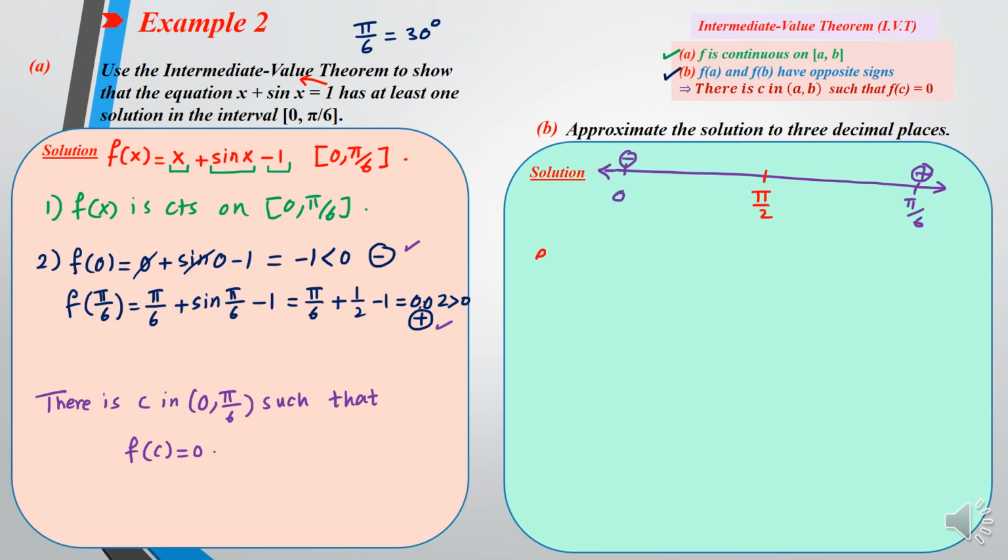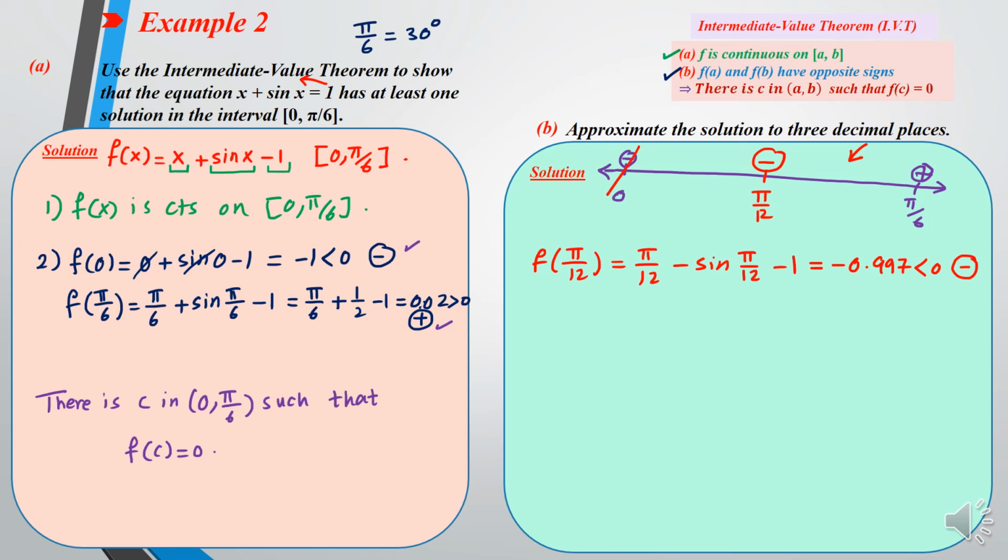Now you have to plug in pi over 12 in the given function, and it will be pi over 12 plus sine pi over 12 minus 1. Using a calculator, this equals negative 0.997, which means it is negative. So here we have negative, and the root will be between pi over 12 and pi over 6.